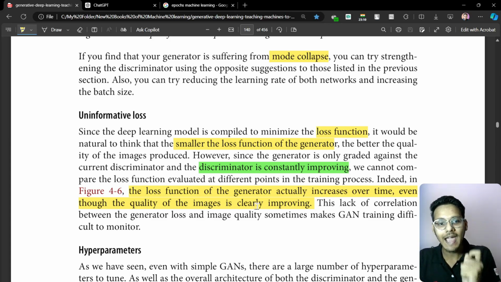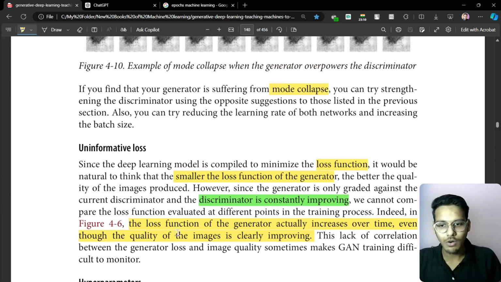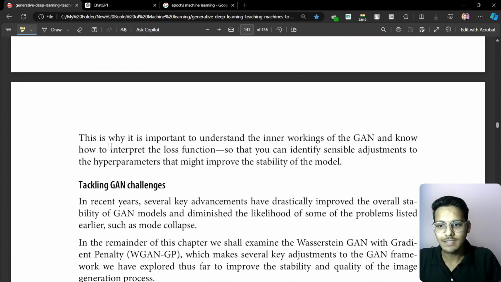So this is the lack of correlation between the generator loss and the image quality, and it sometimes makes GAN training difficult to monitor. Yes, you will see that this is increasing. So it is tough for us. So that is the thing, guys. And this was all.